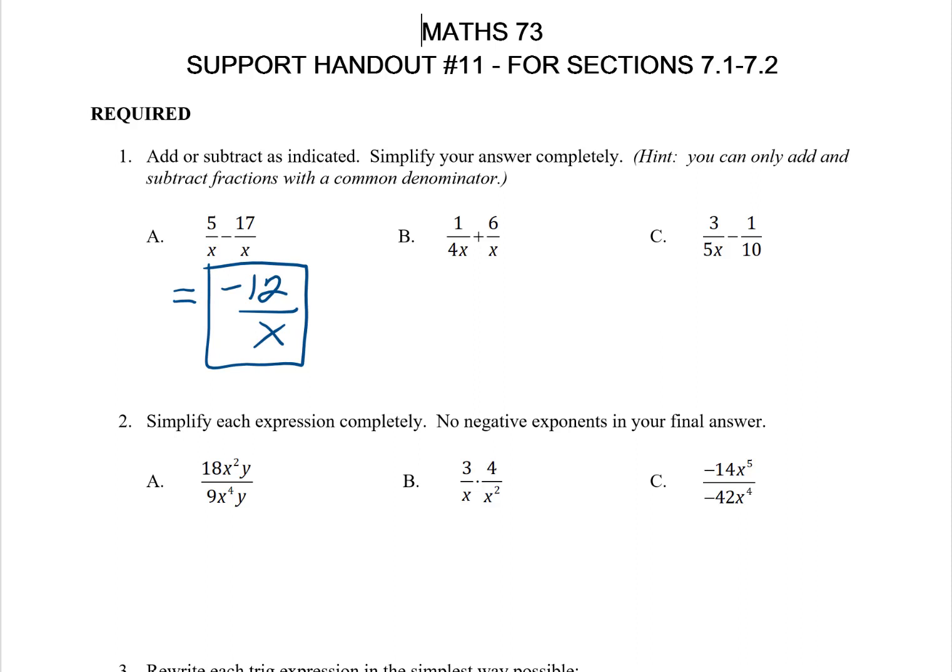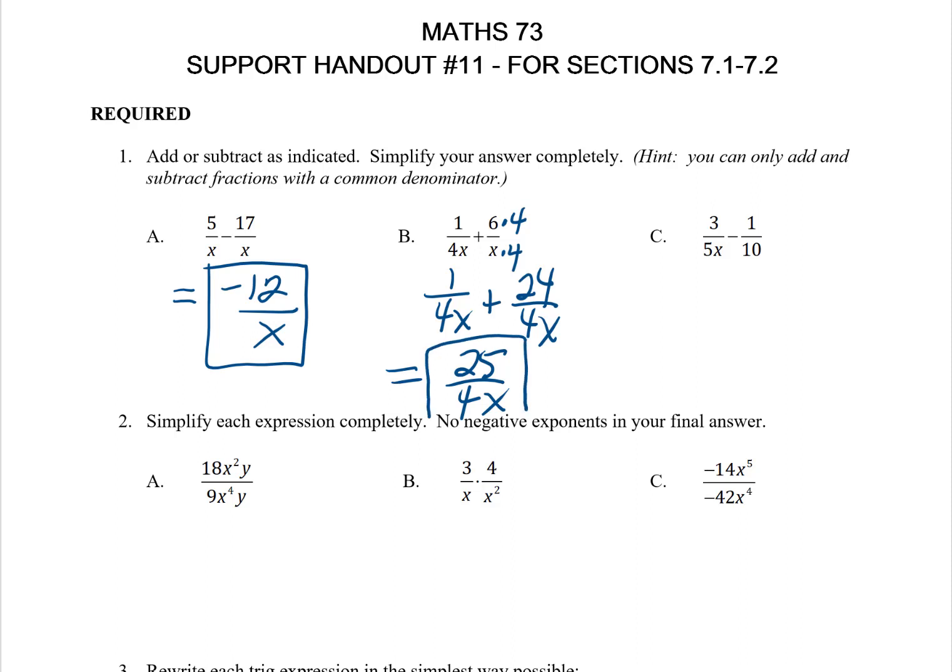Letter B, I need to obtain a common denominator. The first one is 4 times x. The second one is just x. I can fix the second one by multiplying by 4, and as long as I do that top to bottom, then I have an equivalent fraction there. This becomes 1 over 4x plus 24 over 4x. And now I can add the tops, 25, keep the bottom the same. Let's see, do I have any reducing to do at the end?